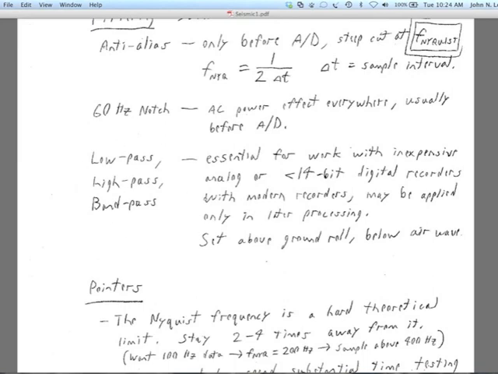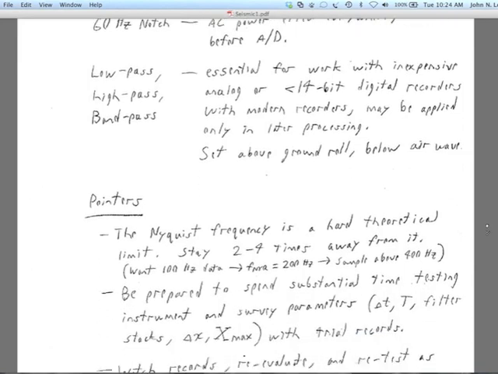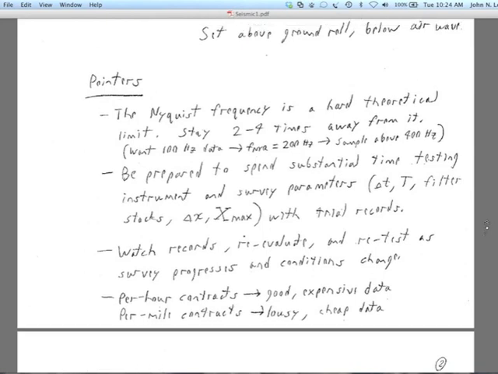The filters, low pass filter, high pass filter, band pass filter, we only apply the filters in later processing. Okay, and so we try to pass frequencies that are higher than the Rayleigh waves because they tend to be low frequency, and frequencies that are lower than the high frequencies of the airwave. Okay, so that's just trying to eliminate some of the things that we consider noise, at least in reflection refraction surveying. Okay, some pointers.